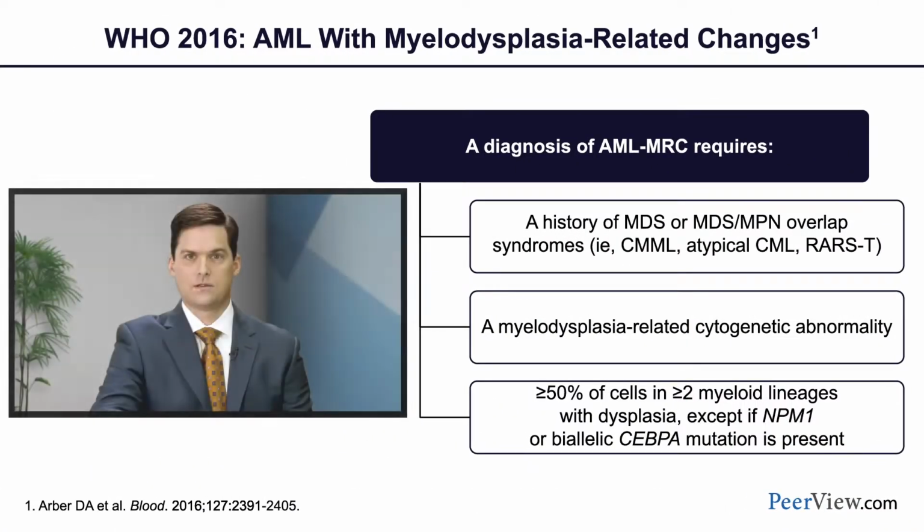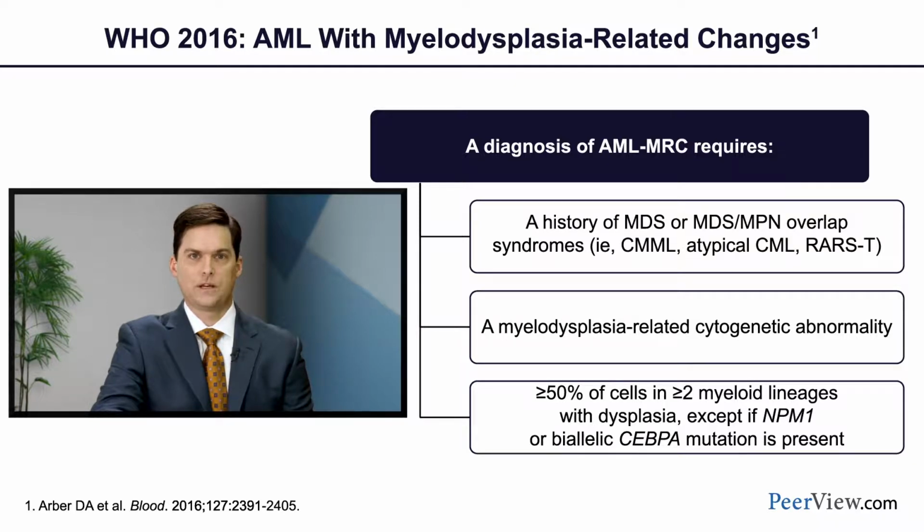Let's now turn to the World Health Organization classification of AML, which was modified in 2016 and describes the various subsets of secondary AML. One subset is so-called AML with myelodysplasia-related changes, or AML-MRC. Patients are considered to have AML-MRC if they have a history of MDS or MDS-MPN overlap syndromes, including CMML, atypical CML, or RARS-T, a myelodysplasia-related cytogenetic abnormality.